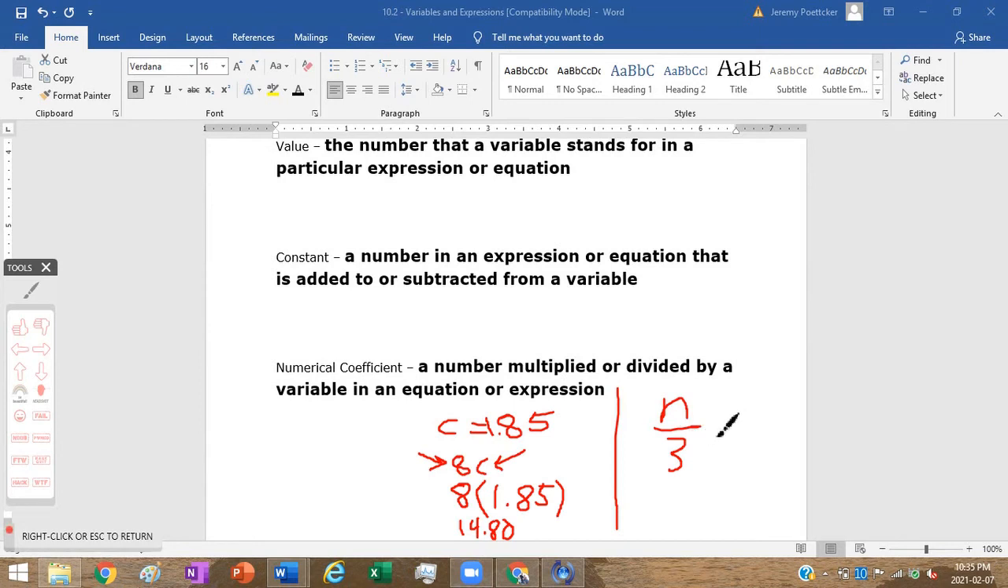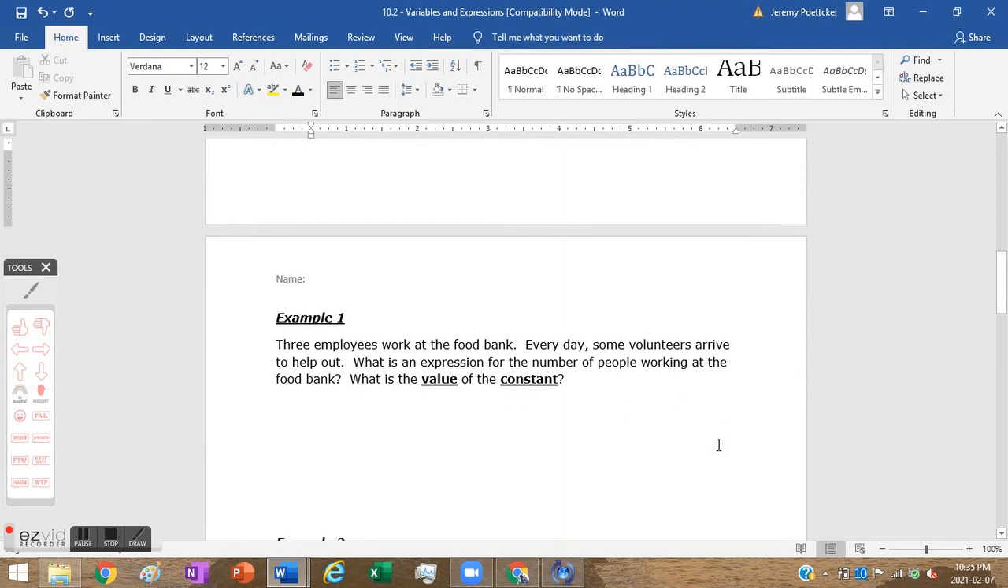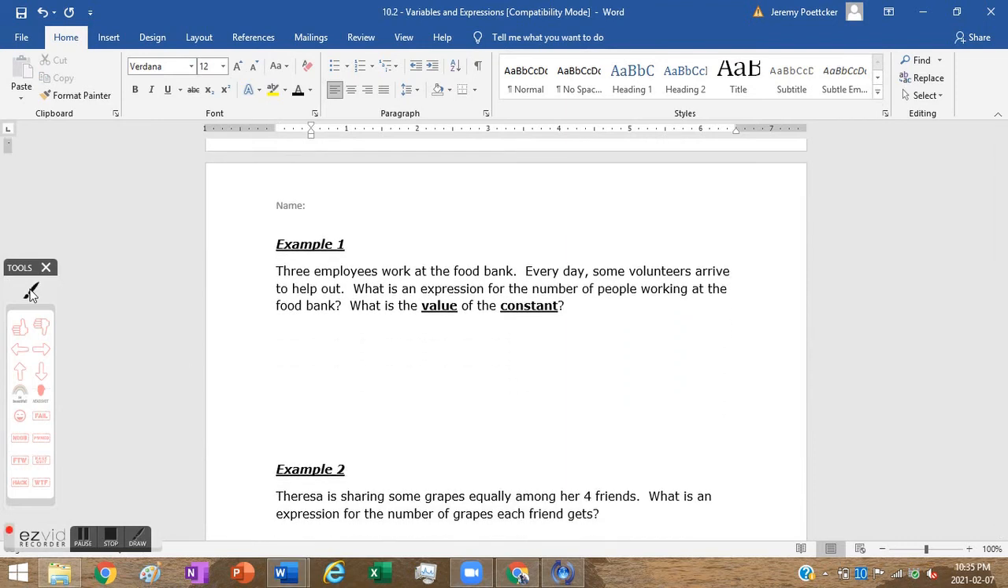All right, so here's where we are going into the fun of translating English into math. We're starting with some easy ones, but we are going to have a little bit of work to do. So 3 employees work at the food bank. Every day, some volunteers arrive to help out. What is an expression for the number of people working at the food bank?